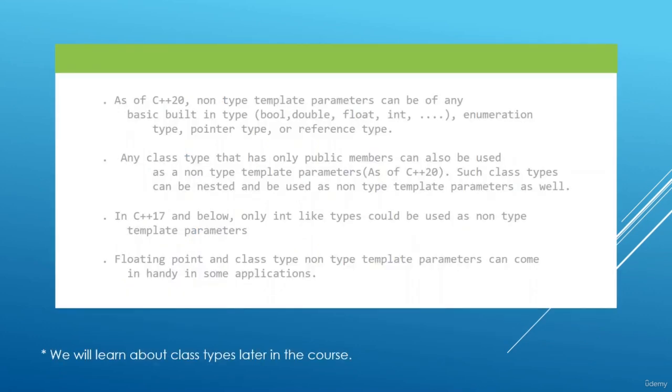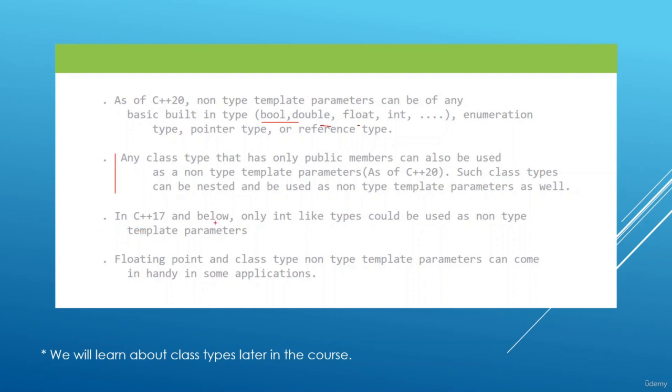In C++20, you have many options for non-type template parameters. They can be any of the basic built-in types in C++, for example, bool, double, float, and any fundamental types. Enumeration types are also supported, pointer type, reference type. You can really use all these crazy things. In C++20, we also support custom types as non-type template parameters. But this is out of our league by now because we haven't learned about custom types. So we're going to skip this for now.